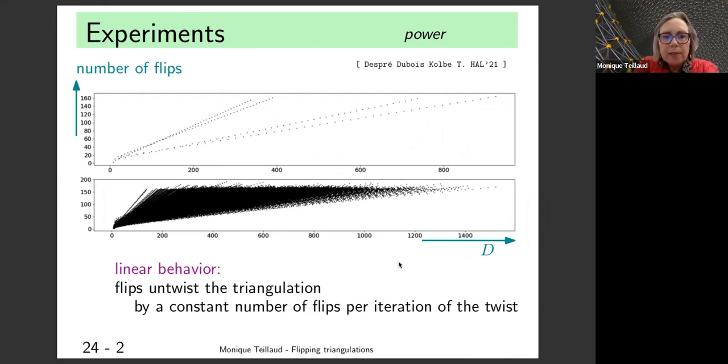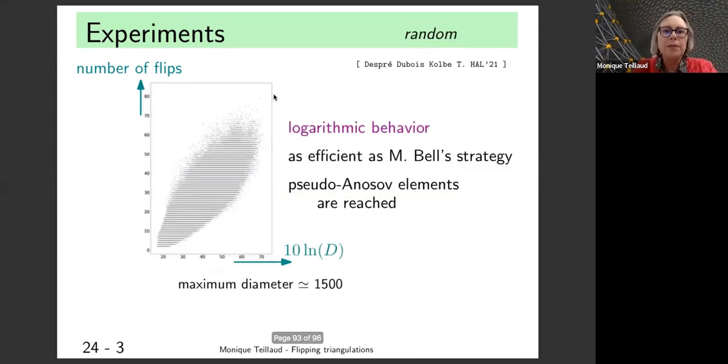And so it seems that flips can untwist the triangulation by a constant number of flips for each iteration of the twist. So here you have straight lines that are each for a given octagon, a given surface, and a given sequence of flips. So here, powers of always the same twist. And now if we do random combinations of twists, we see that we have a logarithmic behavior of the number of flips with respect to the diameter. So here we also have more or less lines for each experiment.